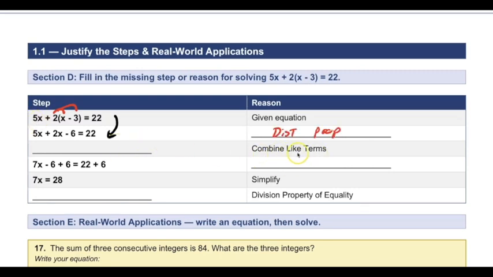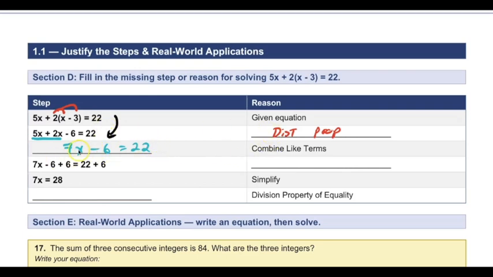Next, right here. Now the reason they gave us this, combined like terms, so they must have added 2 things together. It looks like they should add these 2 together, because one like terms I have. So I'm going to add 5 and 2x. That's going to be 7x minus 6 equals 22. That's what combined like terms would be from here to there.